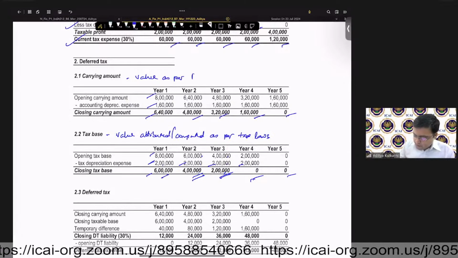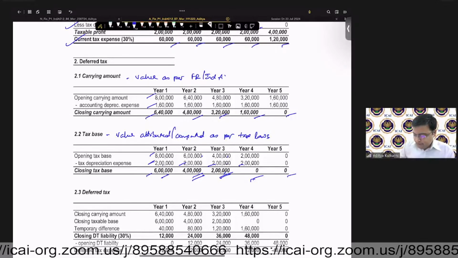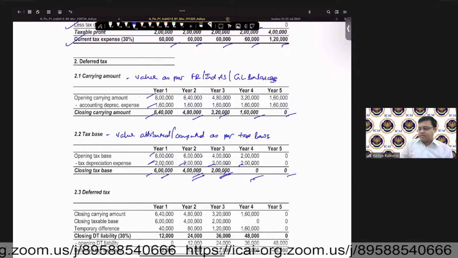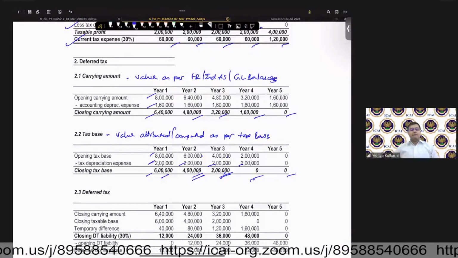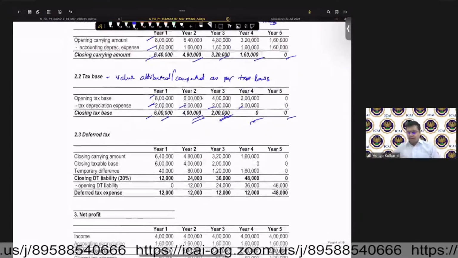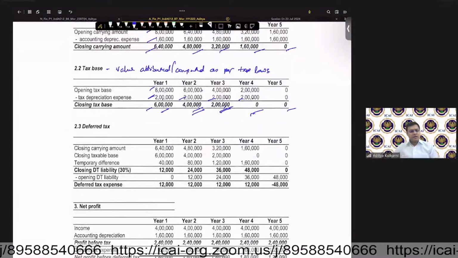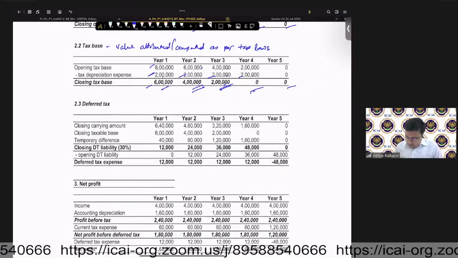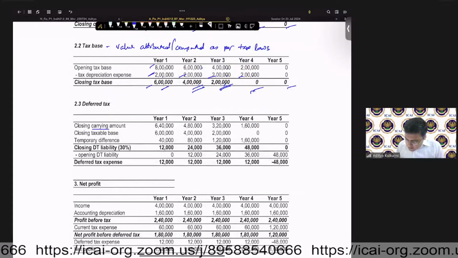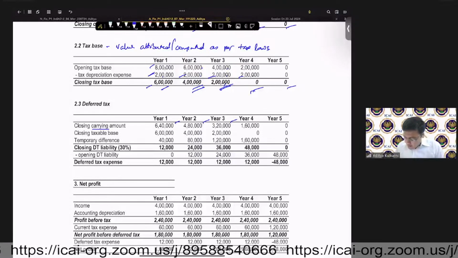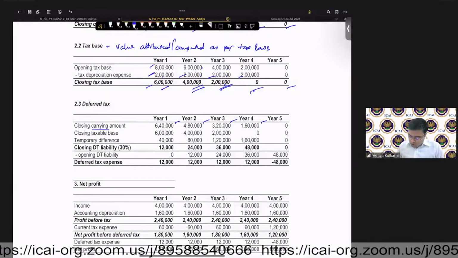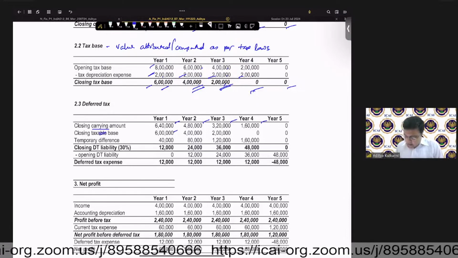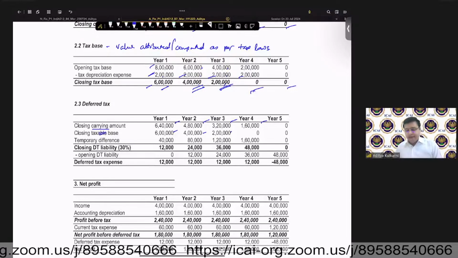Value as per financial reporting, in our case Ind AS, or you can just remember it as GL balances, general ledger balances. Are we okay with this? Yes. So you are having carrying amount 6 lakh 40, 480, 320, 160. Your closing tax base is 6, 4, and 2.